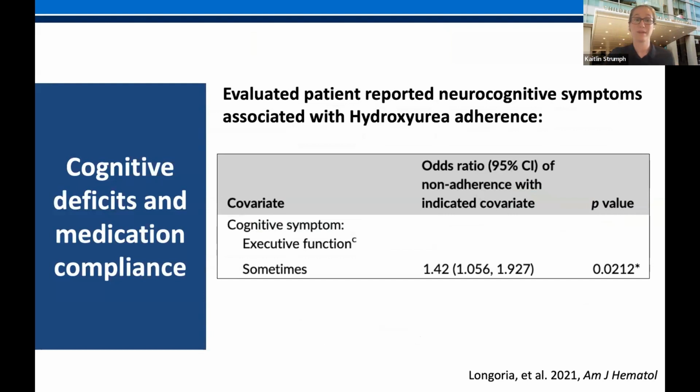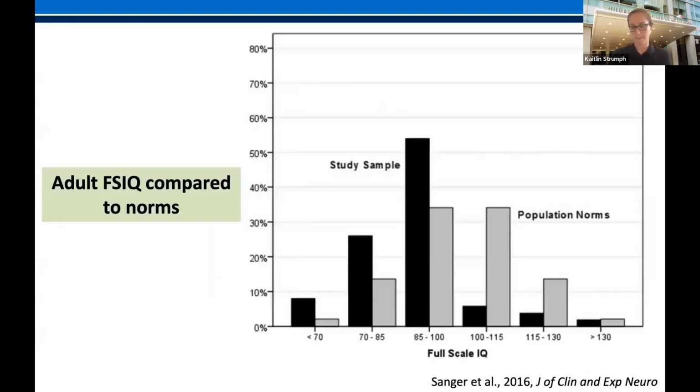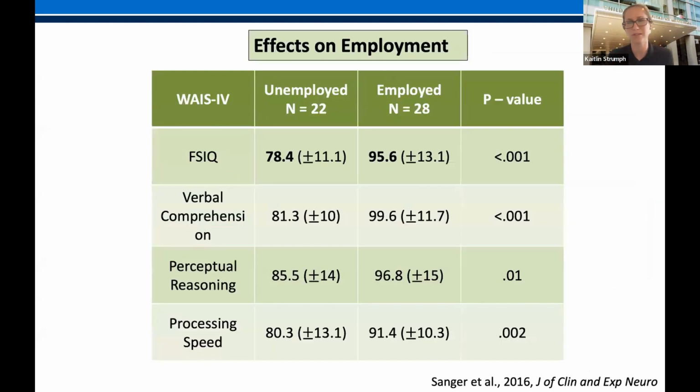How about cognitive deficits and medication compliance? So this evaluated patients who had reported their own neurocognitive symptoms, and they associated that with hydroxyurea adherence. And patients who reported some level of executive dysfunction had a higher odds of non-adherence with their hydroxyurea. And then this is looking at adult full-scale IQ compared to norms, and you can see that essentially the bell curve is shifted to the left. So lower full-scale IQ in adults. Same thing that we saw in children, so as to be expected.